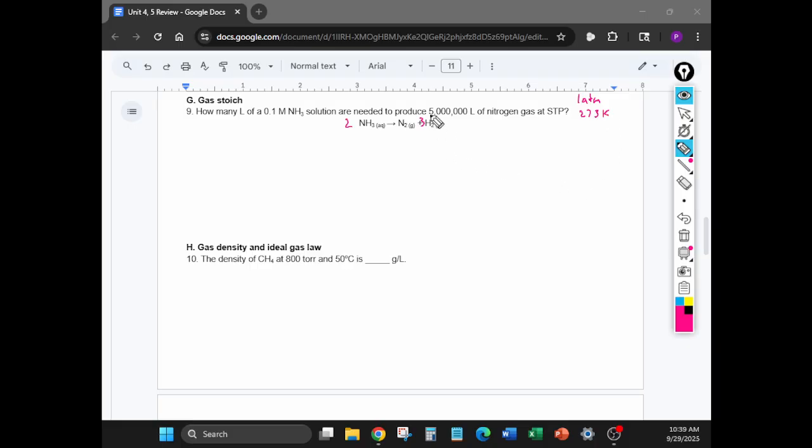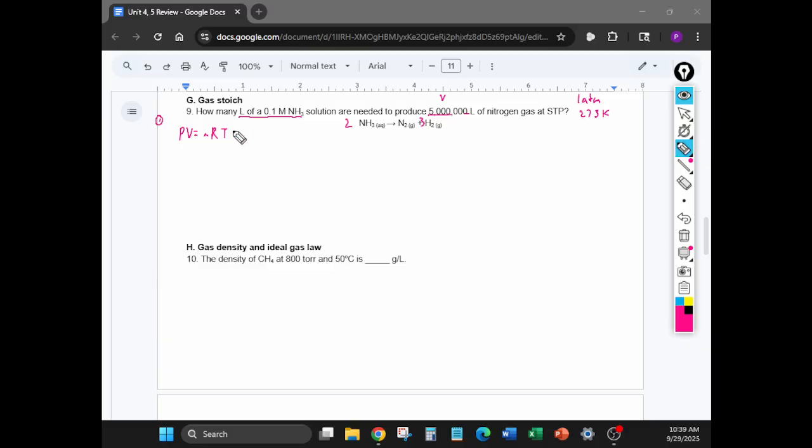Okay. And then we have the volume of the gas, 5 million liters. And then the question is asking you how many liters of a 0.1 molarity NH3 solution do you need. So what we need to do is use the ideal gas law to determine moles of our gas. And then once you have moles, you can use the balanced equation to convert it to NH3. And then you can use molarity to convert it to liters. Okay, so it's a 3-step process.